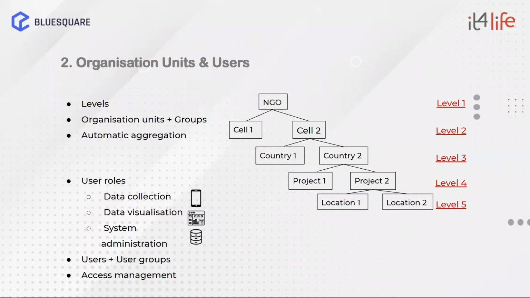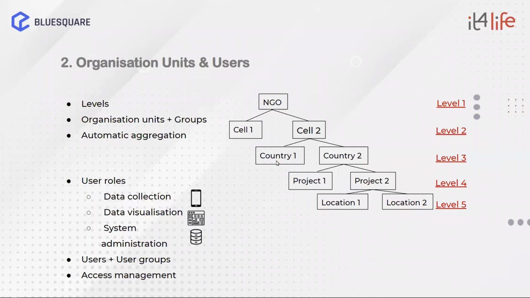So here I put only these 3 standard user roles: data collection, data visualization, and system administration, but you can create other ones depending on your needs. So it's super flexible. Then once you have your user roles, you create your users, you give them roles, and you give them access to the location where they work in the hierarchy. So I will have a team of data entry clerks who will be, let's say, in location 1 in charge of data collection, and they will only be able to collect information at that level.